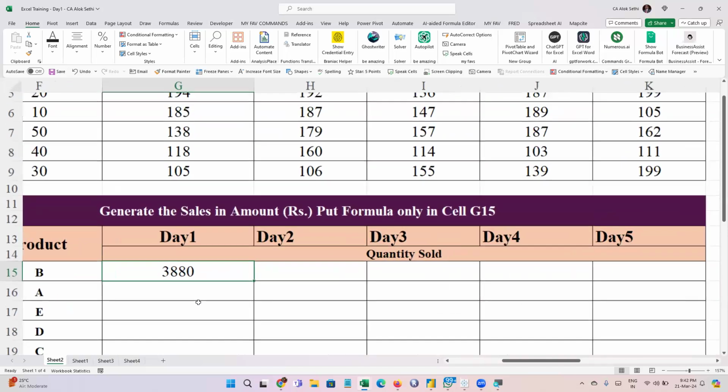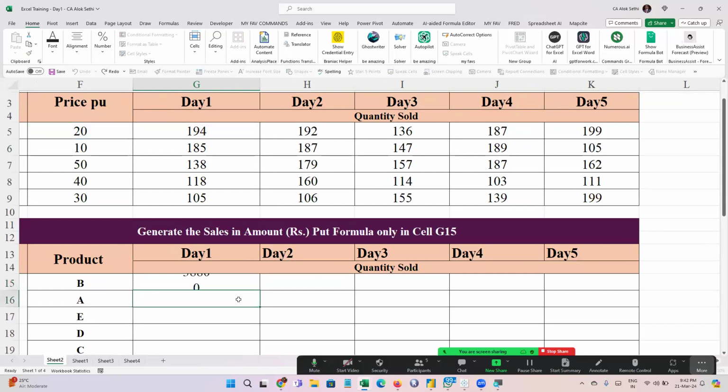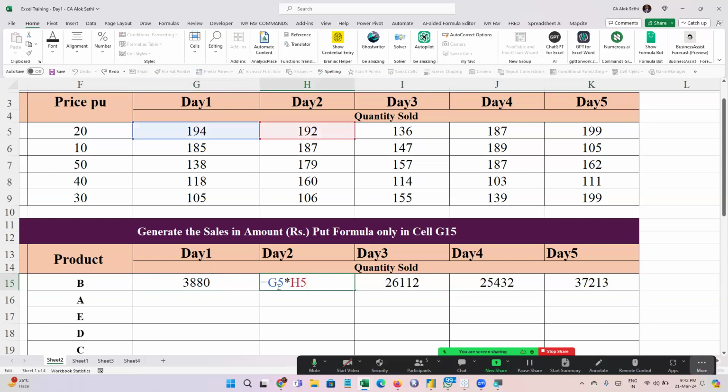Okay. Now let me show you what happens. So this is F5 and G5, right? Now when I copy this formula, I'm just copying with Control C and pasting it here in all the cells. No, drag it to the right, the formula will change actually. Yeah, I'll drag it to the right. So the formula is changing. So the cell referencing is changing: G5 into H5, H5 into I5, I5 into J5, and J5 into K5.